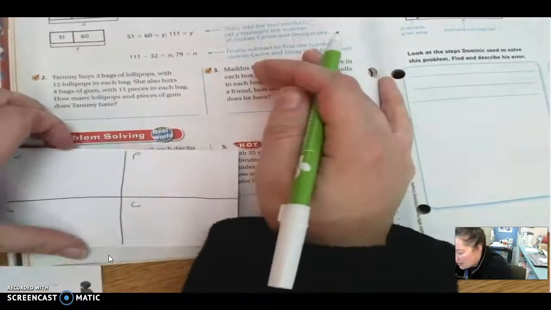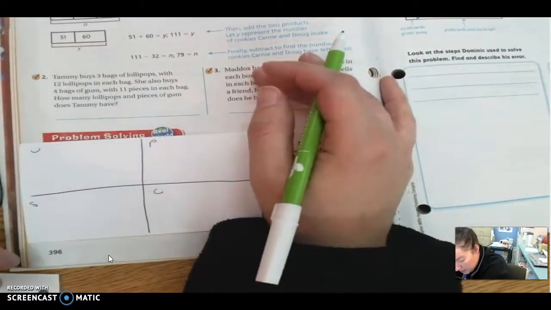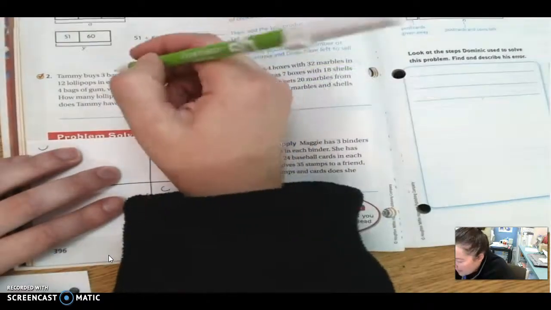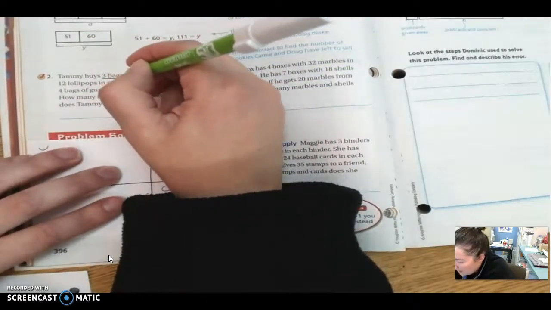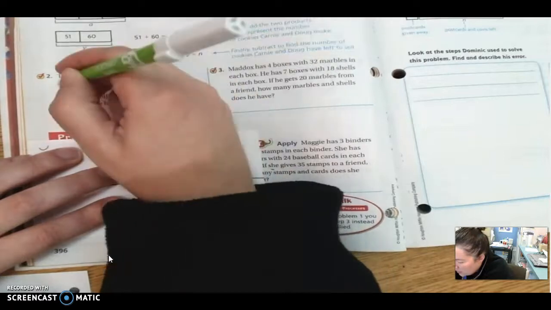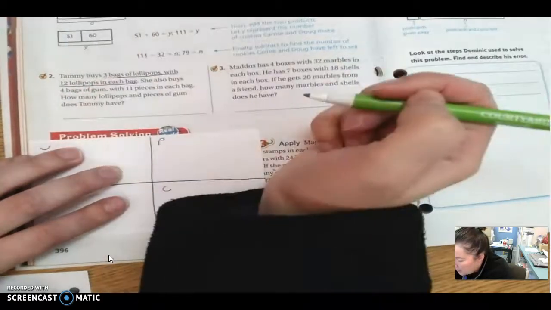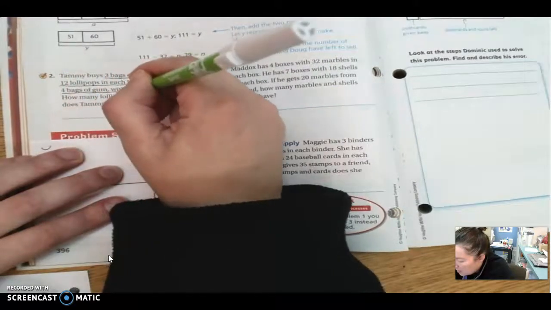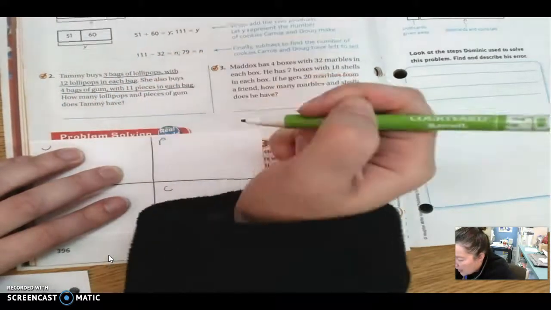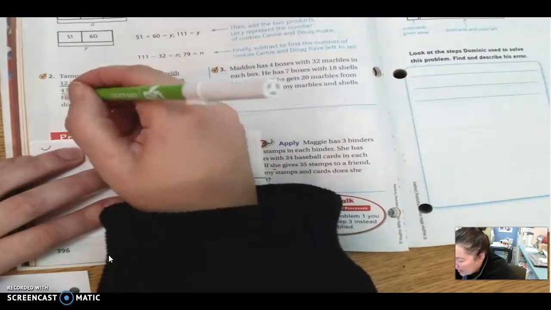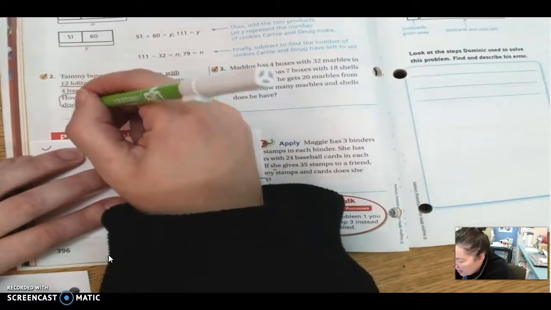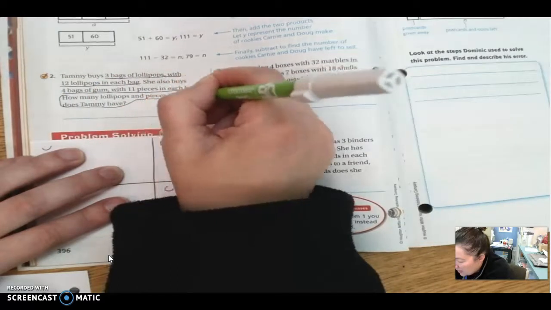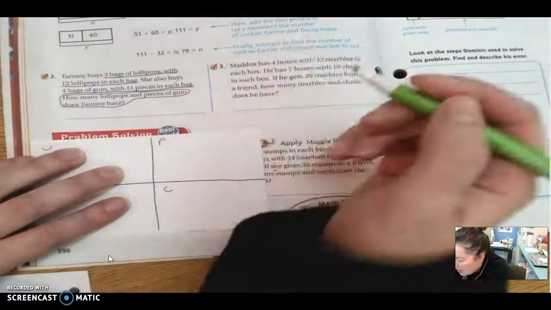Let's read it again. This time I'm going to underline the important information. Tammy buys 3 bags of lollipops with 12 in each bag. She also buys 4 bags of gum with 11 in each bag. Here's what the question is asking us. I'm going to circle it. How many lollipops and pieces of gum does Tammy have?